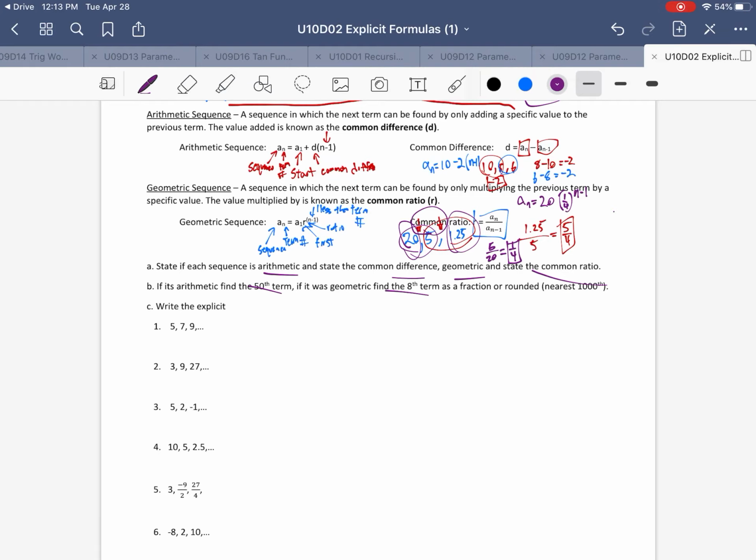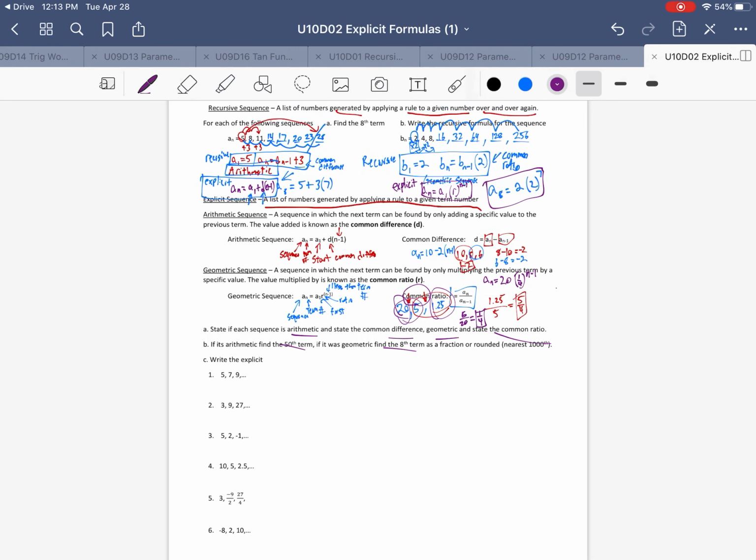The reason I have a difference in these two numbers is because geometric sequences grow really fast. So if I look at our first problem here, 256, if I asked you to find the 100th term here, it'd be in the billions, and you would never get the answer. Excuse me. So if it's an arithmetic sequence, find the 50th term. If it's a geometric sequence, find the 8th term, and then write the explicit sequence.